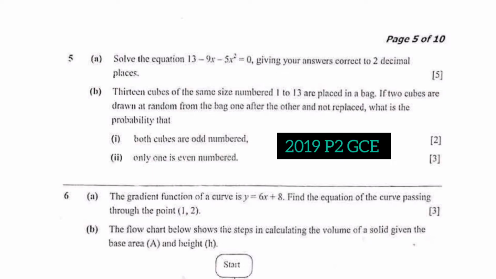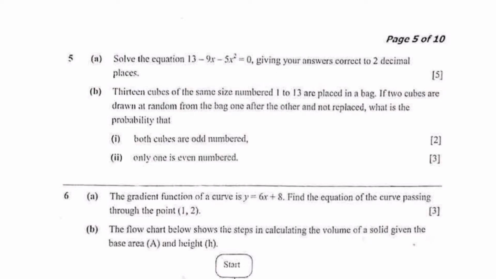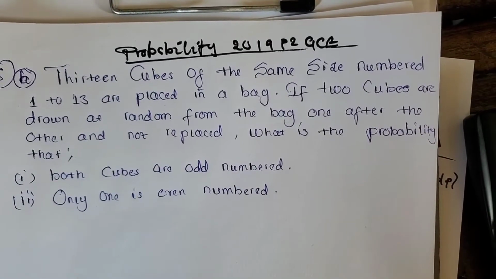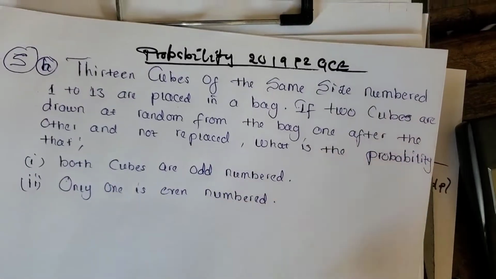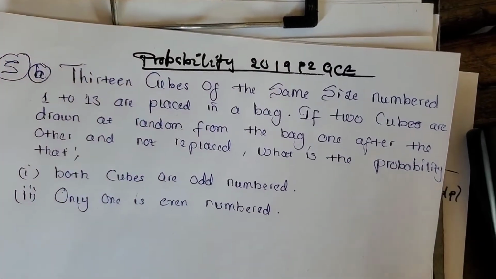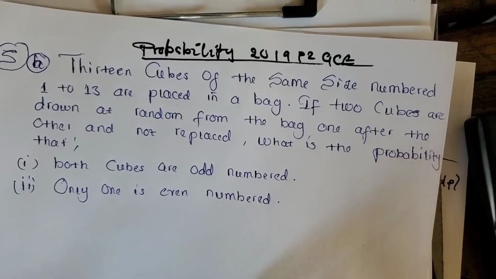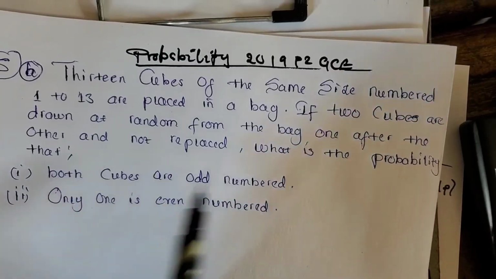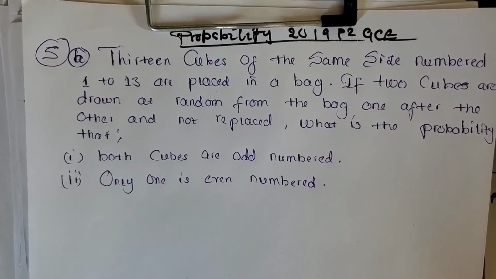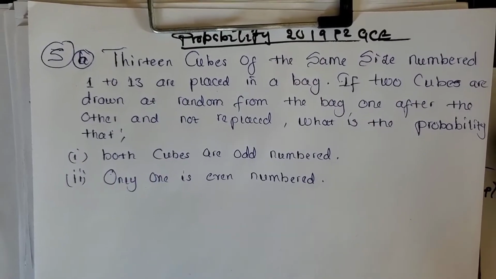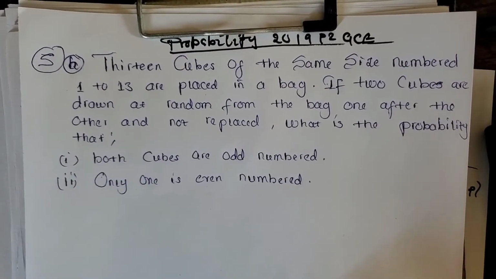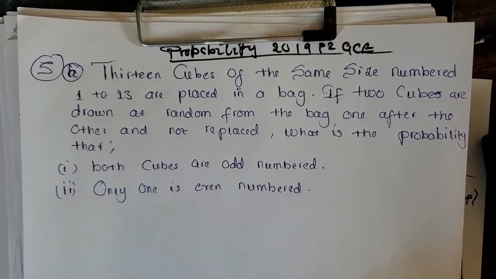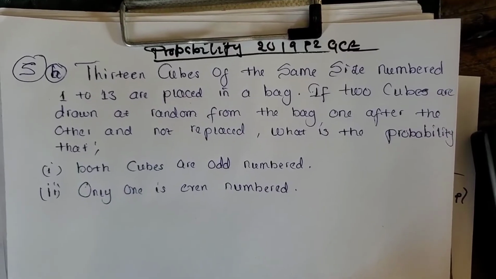So 2019, question 5b under probability. The question reads: 13 cubes of the same size numbered 1 to 13 are placed in a bag. If 2 cubes are drawn at random from the bag one after the other and not replaced, what is the probability that (a) both cubes are odd numbered, (b) only one is even numbered? Not the first one, but only one.